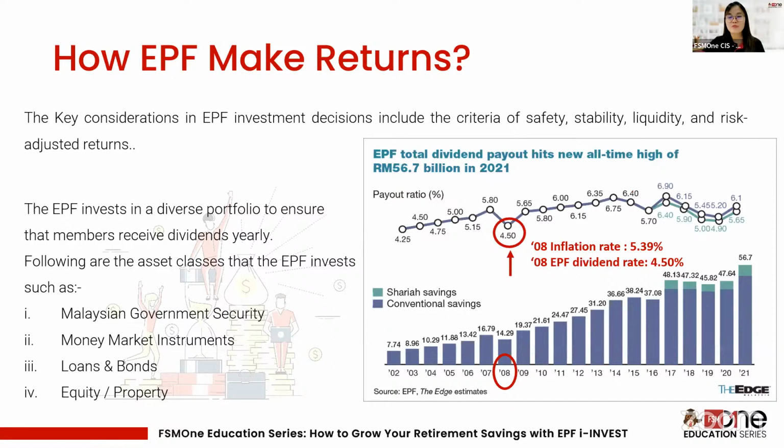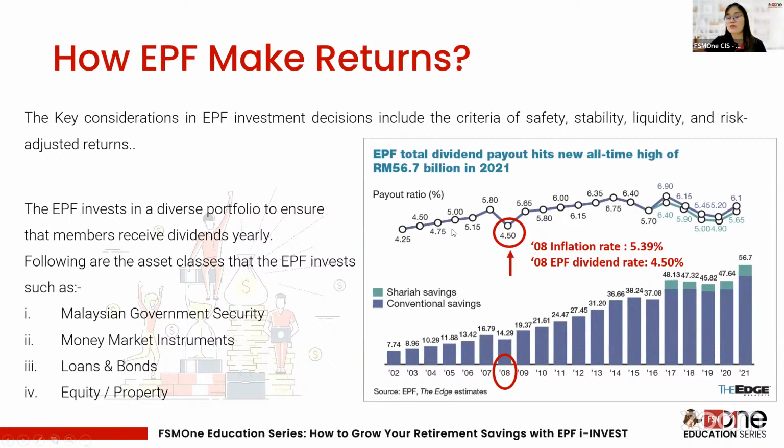The key considerations in EPF investment decisions include the criteria of safety, stability, liquidity, and risk adjusted return. Then we may be wondering how EPF is able to get good returns for the members. The EPF invests in a diverse portfolio to ensure the members receive the dividend yearly. They invest in a number of approved financial instruments, which include Malaysian government securities, money market instruments, loans and bonds, equity, and even property. We can see that the EPF invests in a balanced portfolio, where its investment consists of a mixture of equity and fixed income securities.